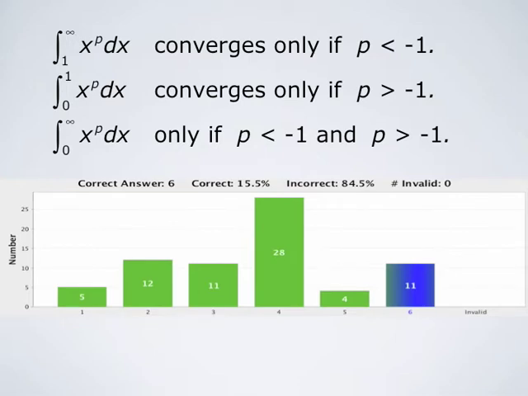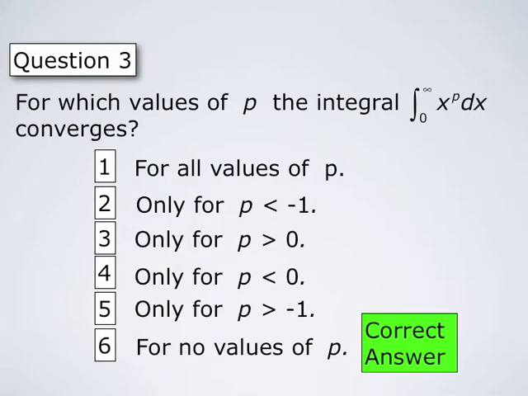And students were not able to make this conclusion. Only 15.5% got it right, even though it should be almost obvious, because questions 1 and 2 were preparation for this question 3. So the right answer was for no values of p, and almost nobody got it right.